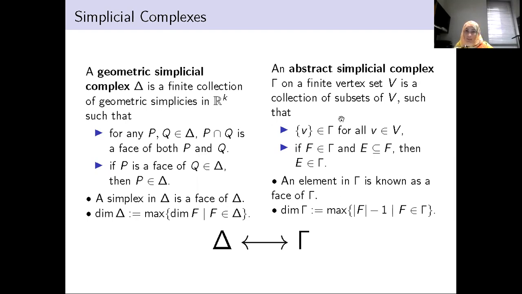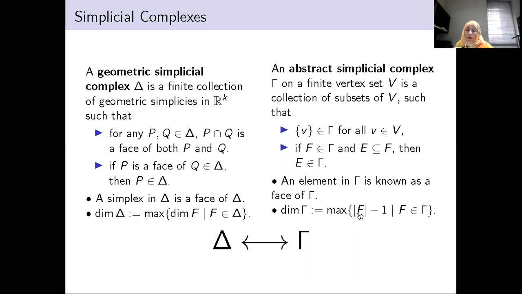With these two conditions, I will now define the terms. Any element in this collection is called a face, and the dimension of this complex Gamma is just the maximum of the cardinality of F minus 1, which is actually the dimension of the face. So the dimension of a face is just the cardinality of that face minus 1, right?